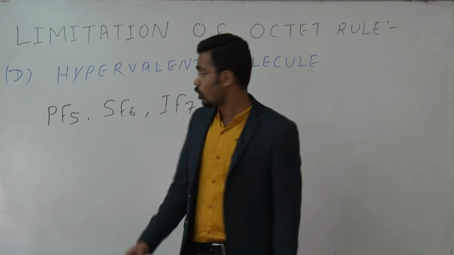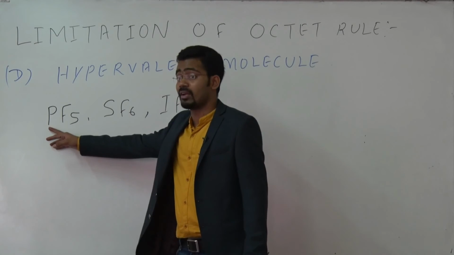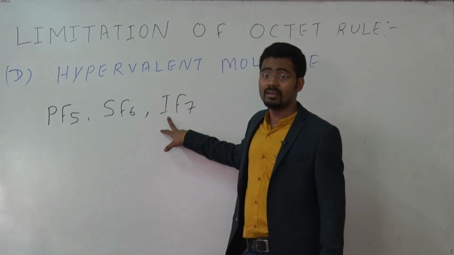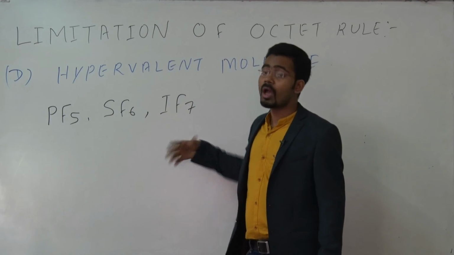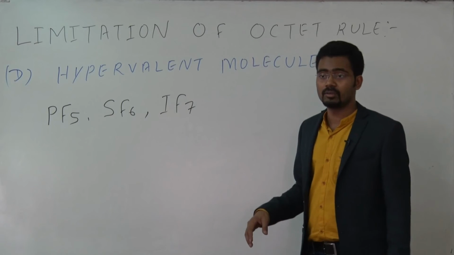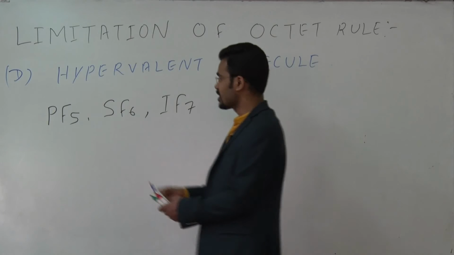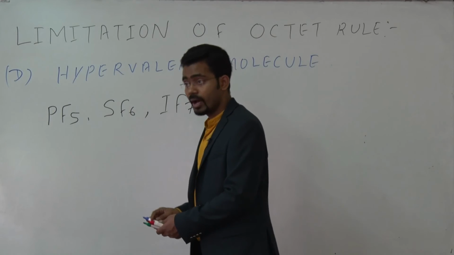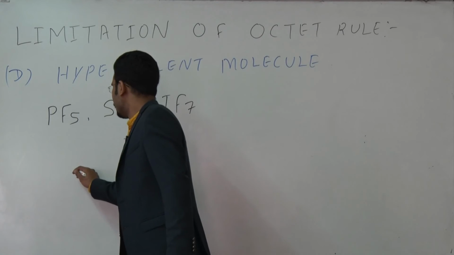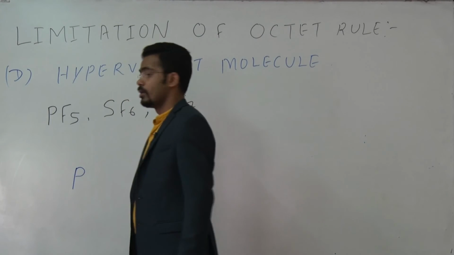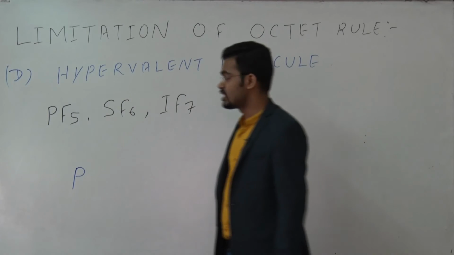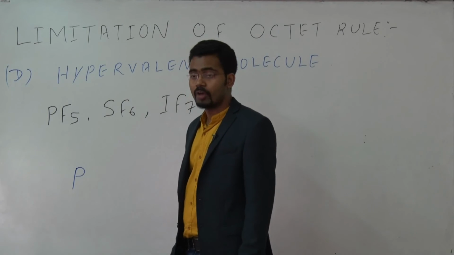Got it? So see here, phosphorus has more than 8 electrons, sulfur as the central atom has more than 8 electrons, iodine as the central atom has more than 8 electrons. Got it? So you have to identify the total number of electrons. So first draw the structure. So how do you draw the structure? First I am going to draw the structure of PF5. So we have P, and how many fluorine atoms? 5. So put them symmetrically. So how do you draw it symmetrically?